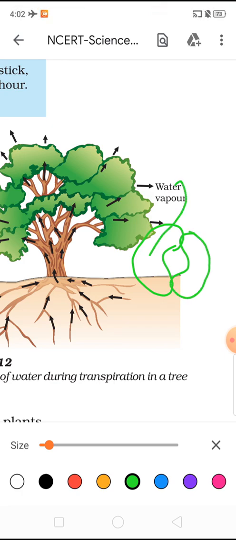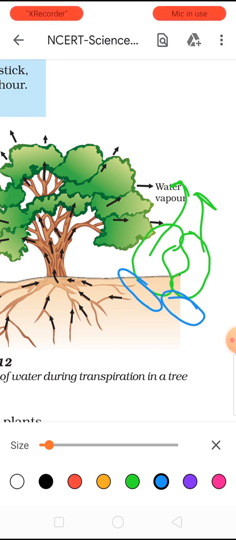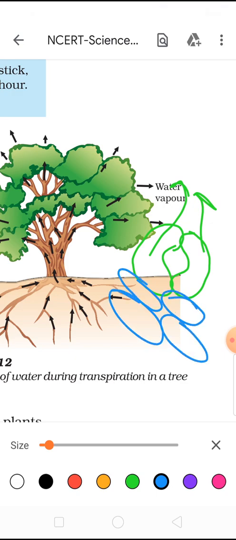Okay, and here what is happening, continuously water is moving out. So in this stomata, water is moving out, so the concentration of water gets decreased. So what it will do, from the neighboring cell it will take the water.